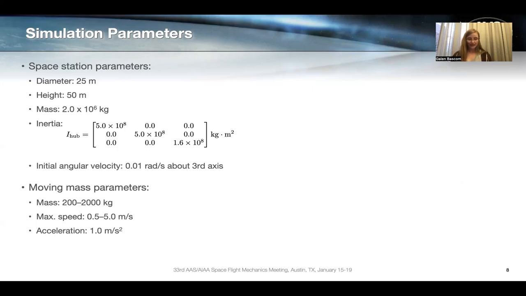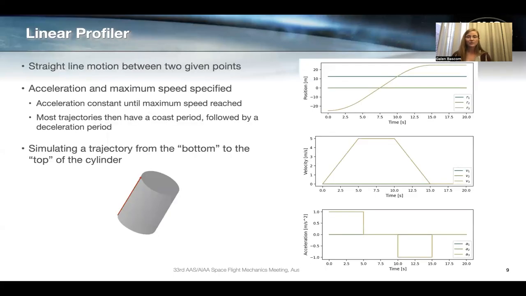For our moving mass, we varied the mass between 200 and 2,000 kilograms, and the maximum speed between 0.5 meters per second and 5 meters per second. Walking speed is maybe about 1.2 or 1.3 meters per second, so we were on both sides of that. And we just picked a fixed acceleration for periods when the mass was accelerating.